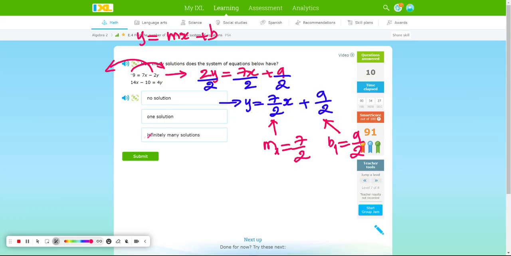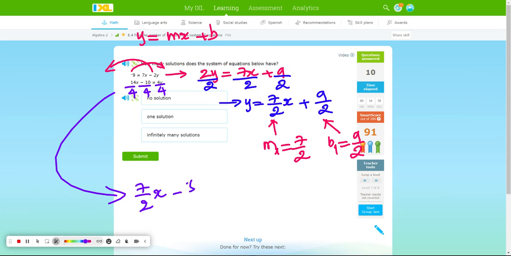So let's do the second line. For the second line, I solve for the y, so I divide by 4 everywhere. When you do that, 14 divided by 4 simplifies to 7 over 2 x, and negative 10 over 4 simplifies to negative 5 over 2. So now you can swap it, with y on the left: y equals 7 over 2 x minus 5 over 2. You can see the slope of the second line is 7 over 2.